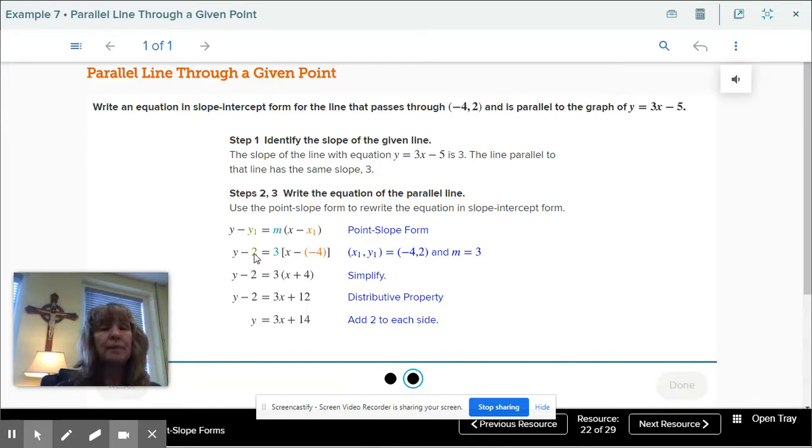Y minus 2 equals 3 times x minus -4. And now we just calculate. Y minus 2 equals 3 times x plus 4, because a double negative equals a positive. You have to simplify it, and then you distribute your 3. Y minus 2 equals 3x plus 12. And of course, you have to add 2 to each side because y has to be by itself. So your parallel equation for this line is y equals 3x plus 14.